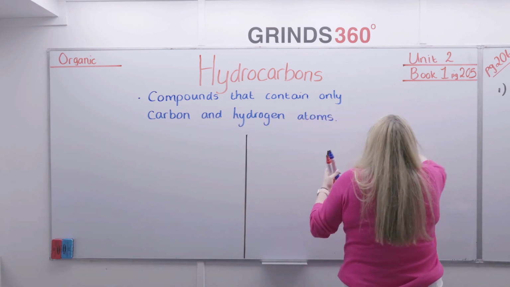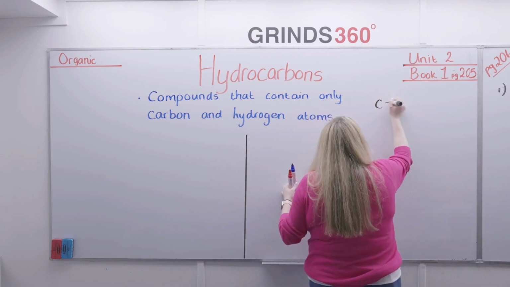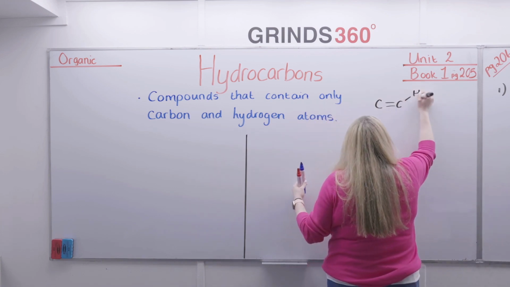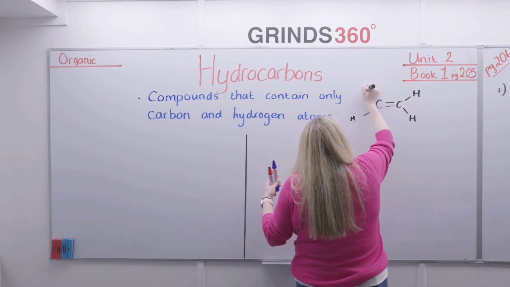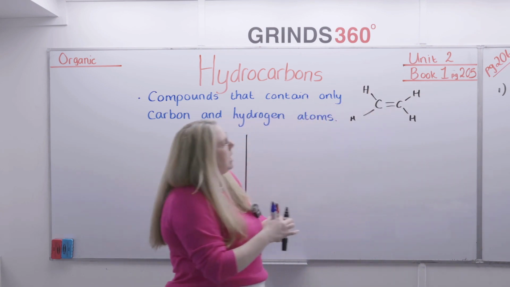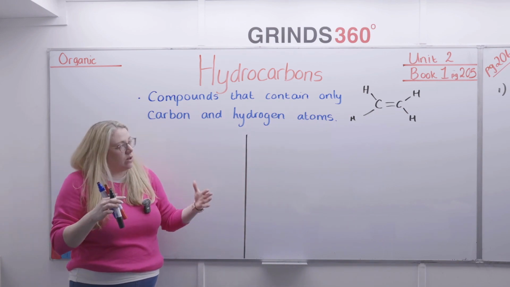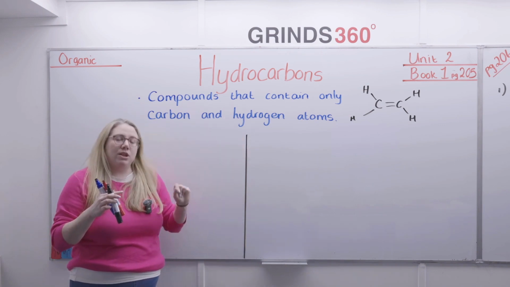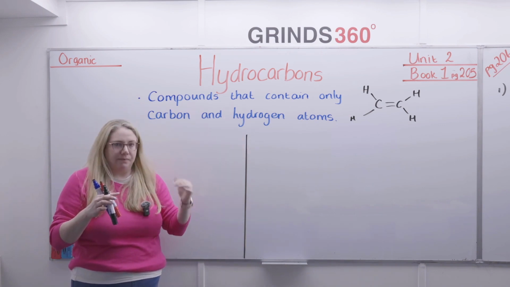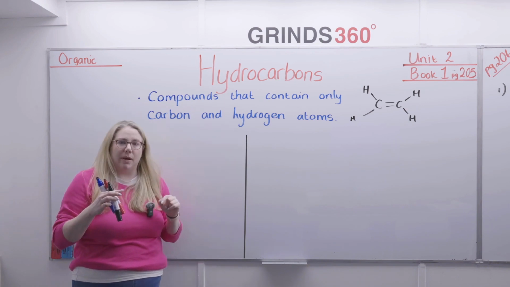Other hydrocarbons could be this. So we did ethane there a second ago. Another one would be this, which is called ethene. Okay. It contains only carbon and hydrogen, so it is a hydrocarbon, but now compared to the one that you just saw, the bonding between the two carbon atoms is different. The first one had a single bond between the two carbon atoms, and now this one has a double bond.